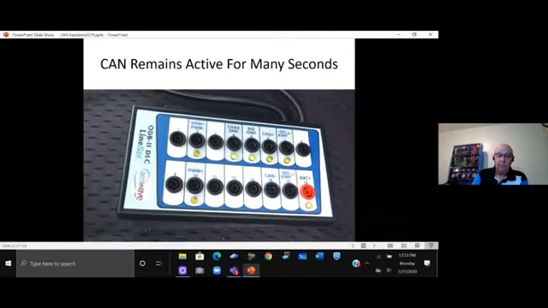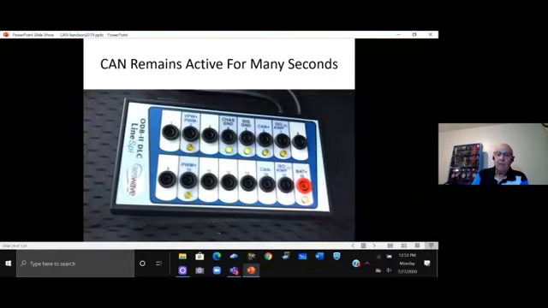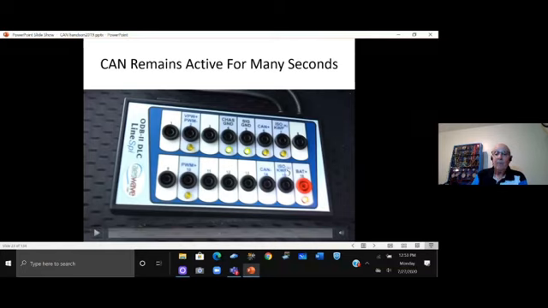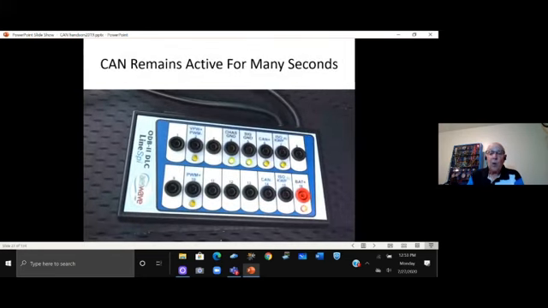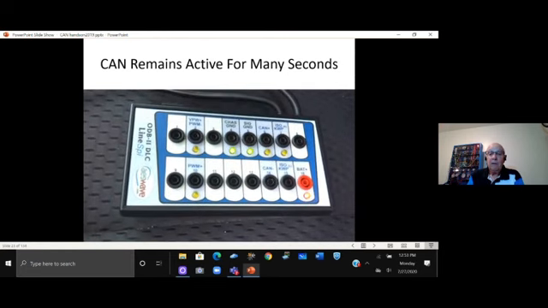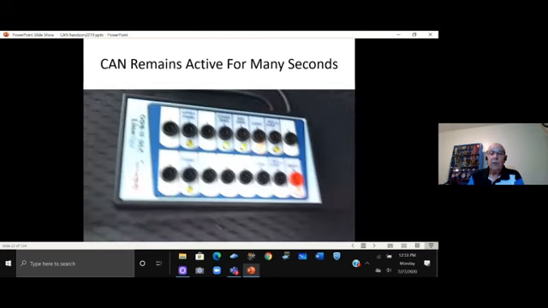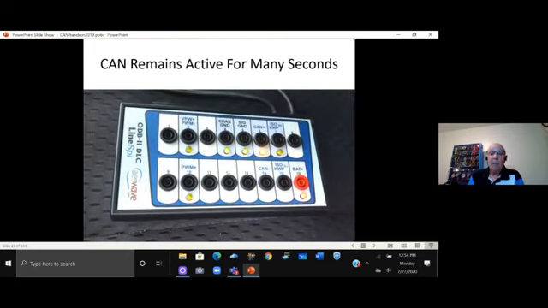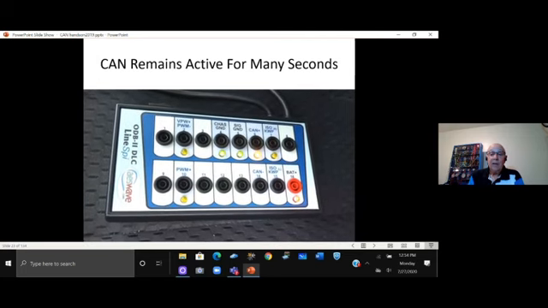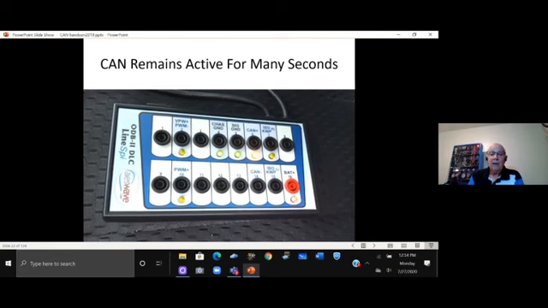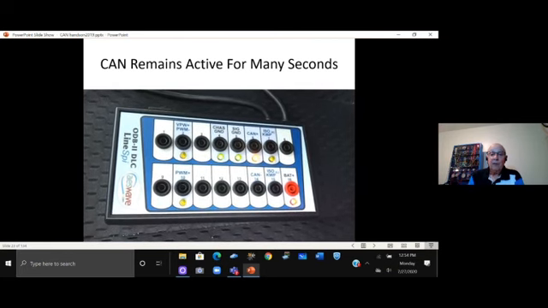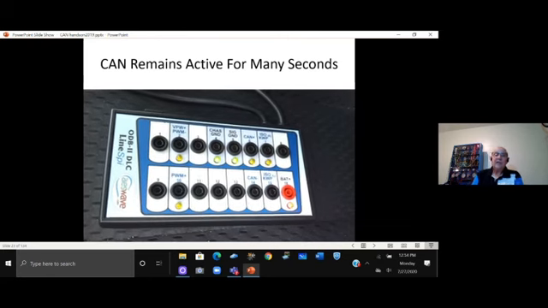Watch the CAN. I want you to watch CAN pin 6 right there. Okay. Now I'm going to reach through the door, windows are open, and I'm going to turn on the door locks. 1, 2, 3, 4, 5, 6, 7, 8, 9, 10, 11, 12, 13, 14, 15. It takes 15 seconds for this car.